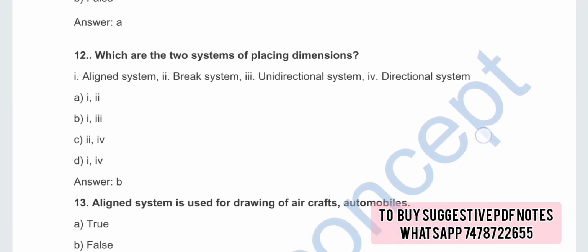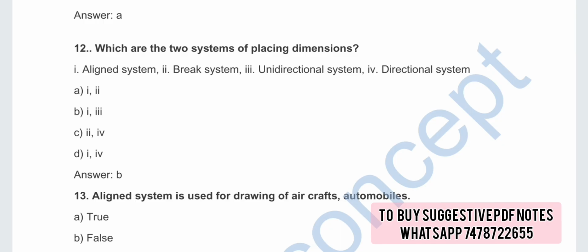Question number 12. Which are the two systems of placing dimensions? Align system, break system, unidirectional system, directional system. 1, 2, 1, 3, 2, 4, 1, 4. The answer is B, that is 1, 3. Align system and unidirectional system.